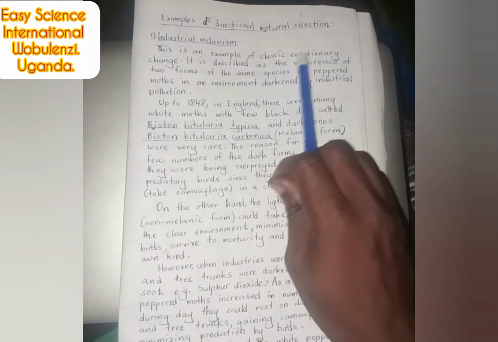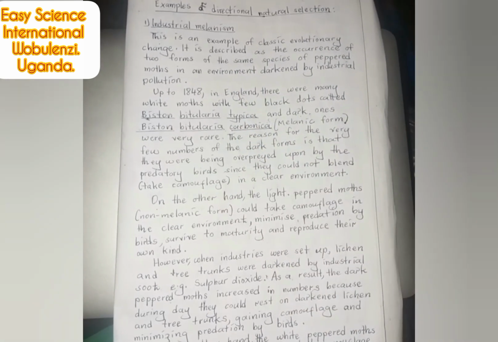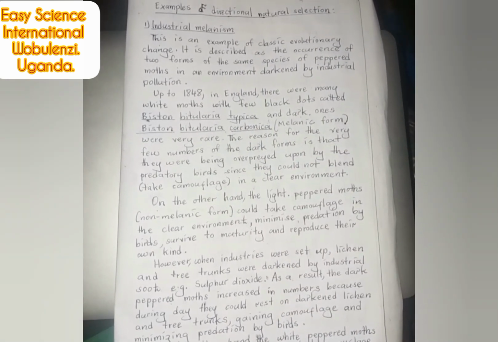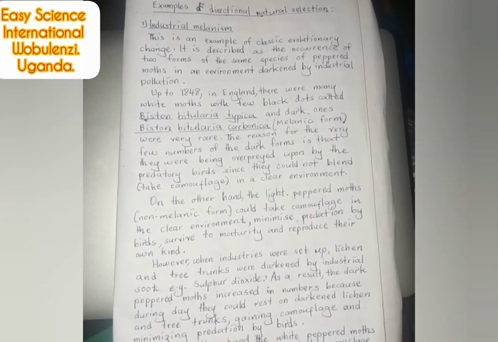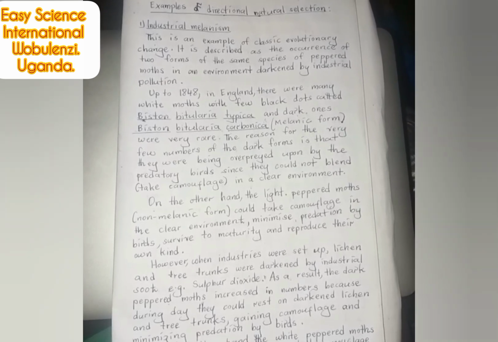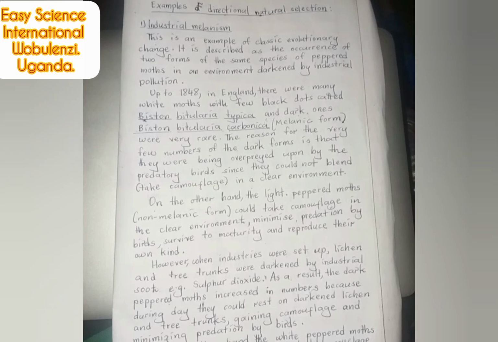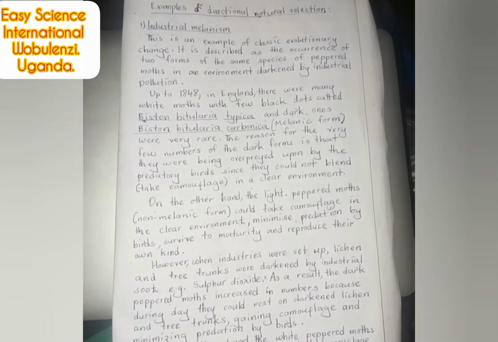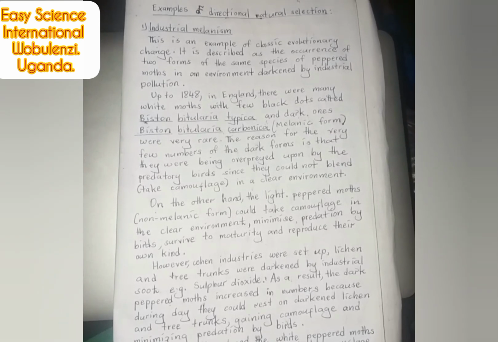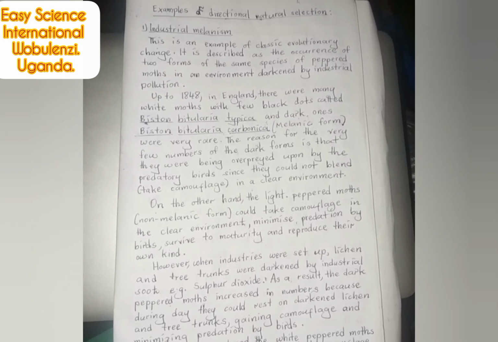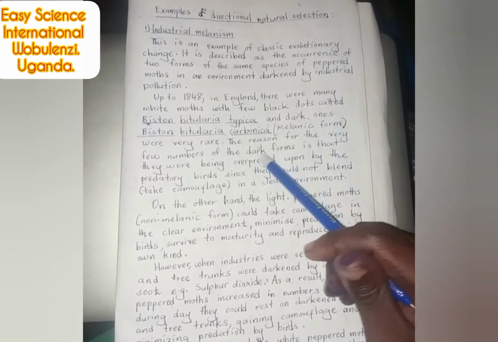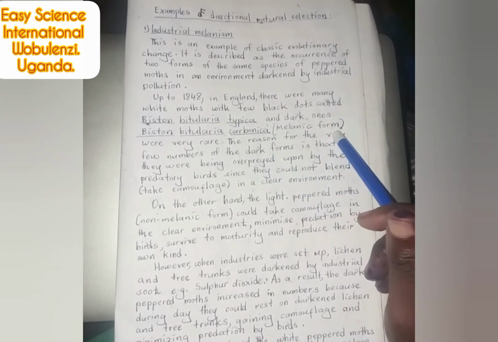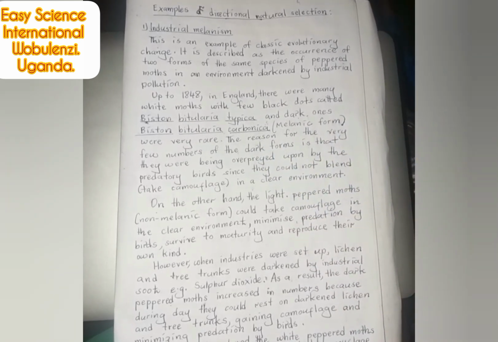Examples of directional natural selection include industrial melanism. Now this is an example of classic evolutionary change. It is described as the occurrence of two forms of the same species of peppered moths in an environment darkened by industrial pollution. Up to 1848 in England, there were many white moths with few black dots called Biston betularia typica and dark ones Biston betularia carbonaria, or the melanic form. Now, these were very rare.